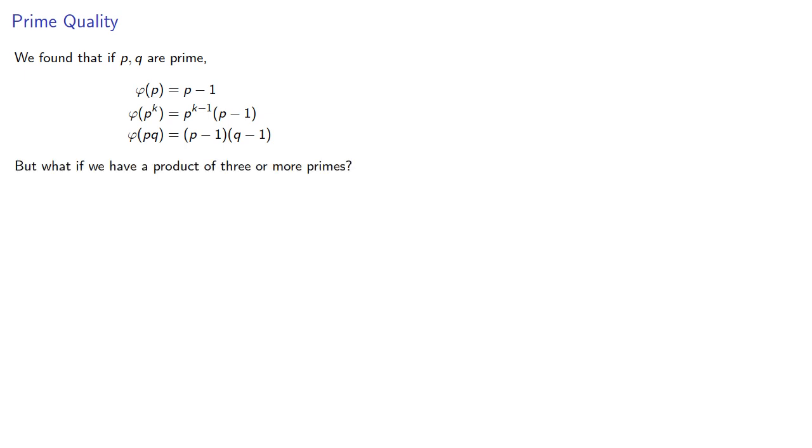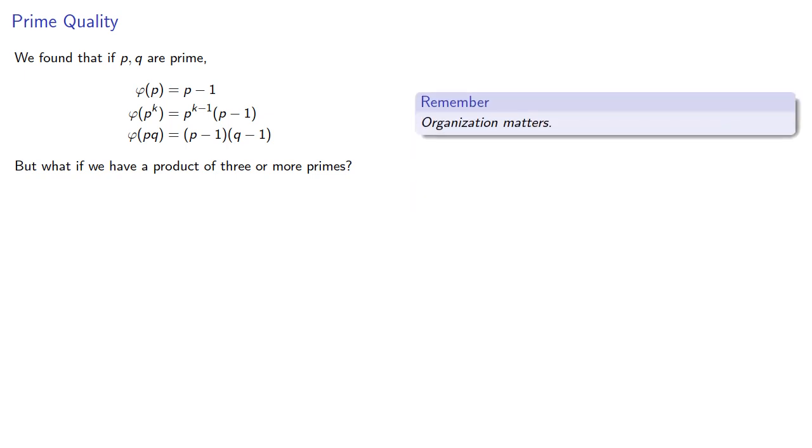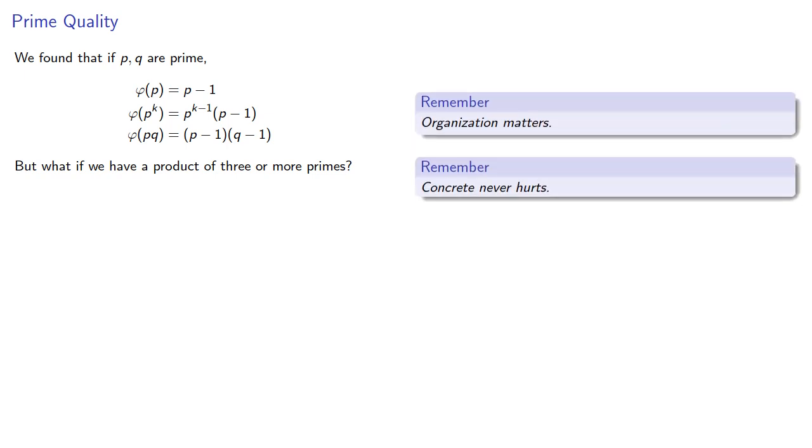We found that if p and q are prime, phi of p is p minus 1, phi of p to the k is p to the k minus 1 times p minus 1, and phi of pq is p minus 1 times q minus 1. But what if we have a product of 3 or more primes? So to move forward, it helps to remember that organization matters, and concrete never hurts.